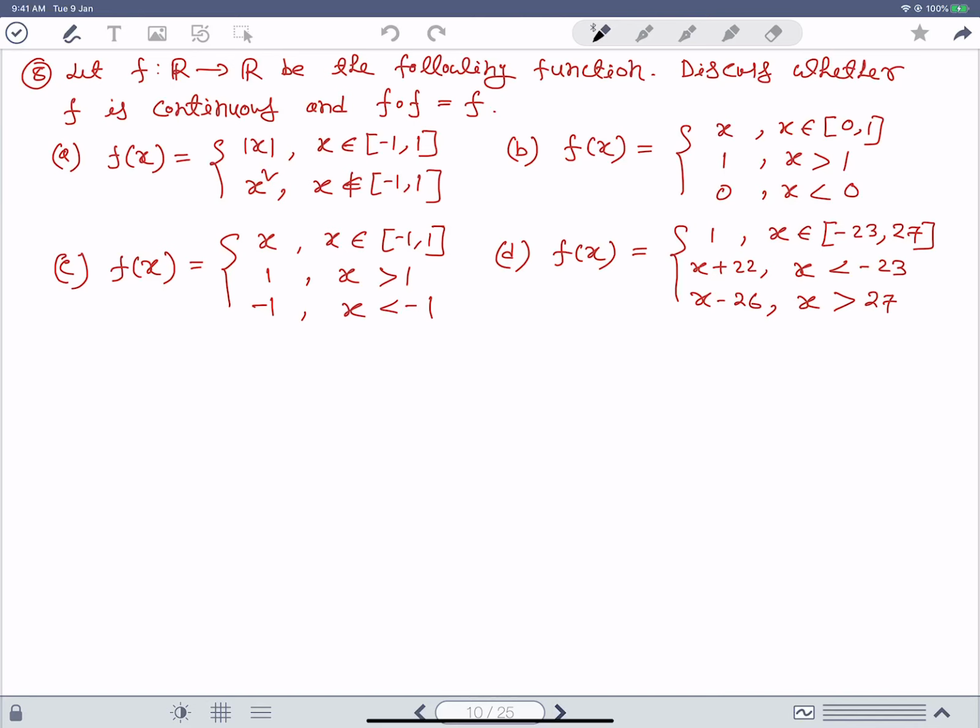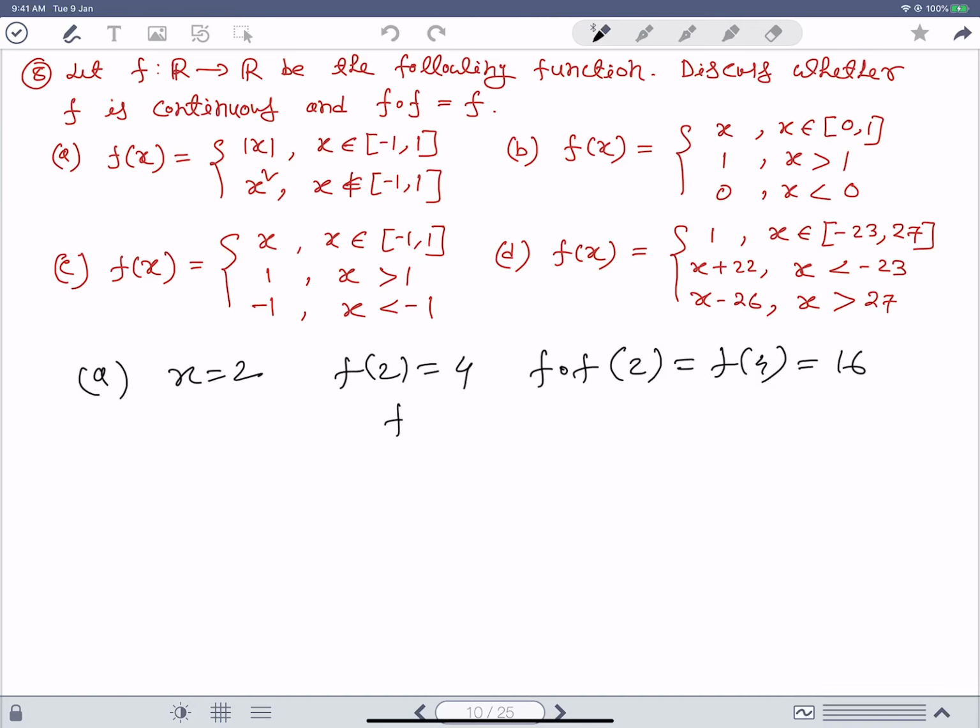Again, first of all, take option A1. Now, it is easy to check that first of all f is continuous. You just have to check the values at 1 and minus 1. At both points this value is 1, right. So, this is continuous. And if you take x equal to 2, then f of 2 will be 4, right, and f compose f of 2 will be f of 4 equal to 16. So, that means obviously f compose f is not equal to f.